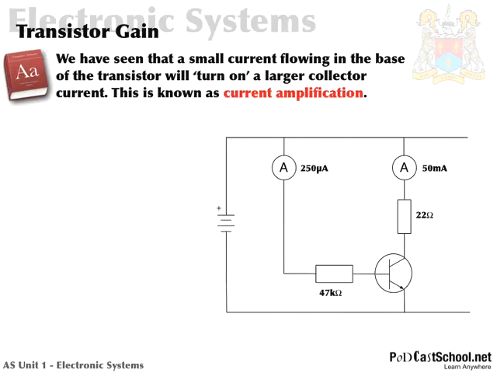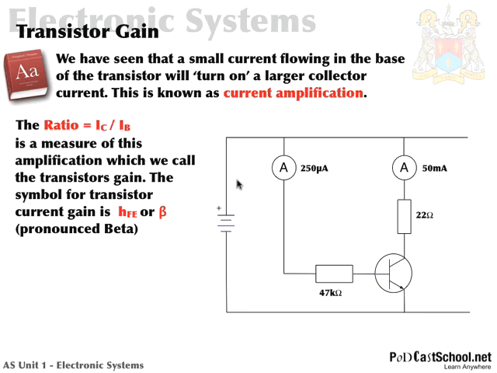Now, lastly, we have seen that current flowing into the base of a transistor will turn on a larger collector current. It's known as current amplification. The ratio of collector current to the base current is a measure of the amplification, which we call the transistor's gain. The symbol for the transistor current gain is HFE, or beta.